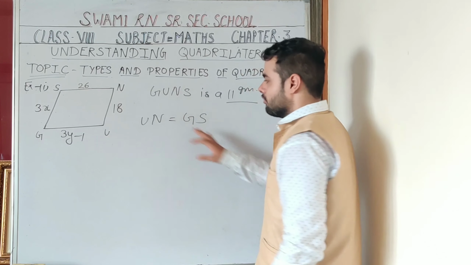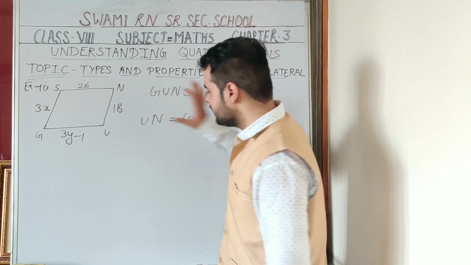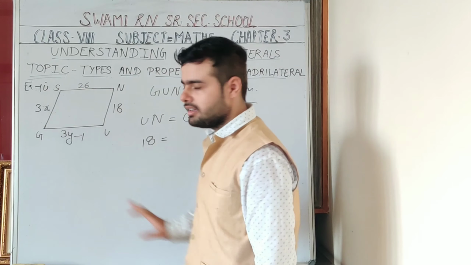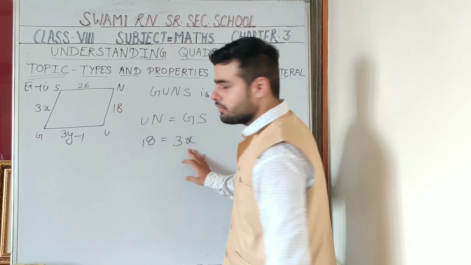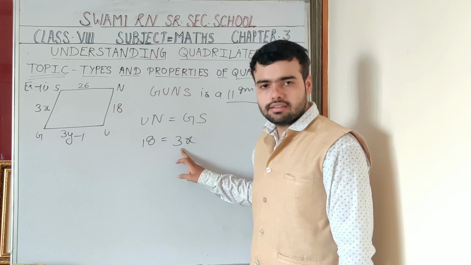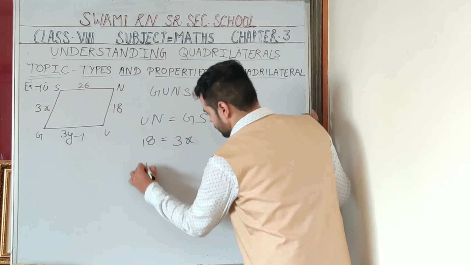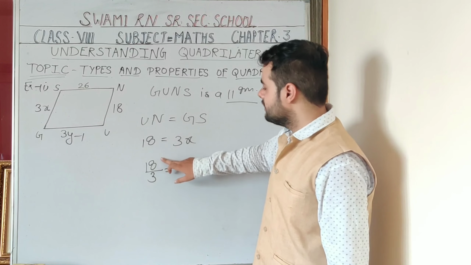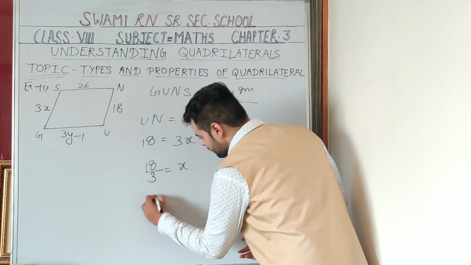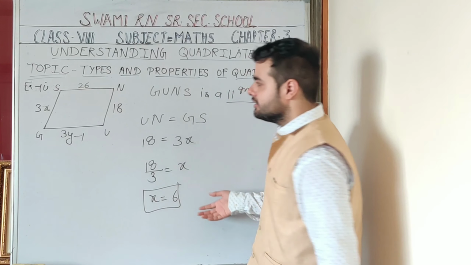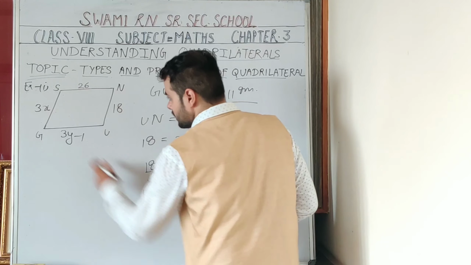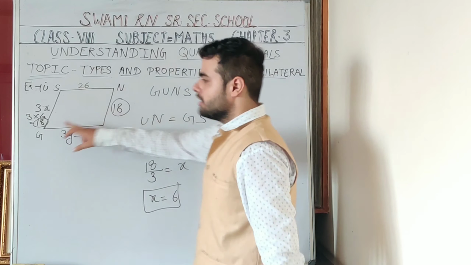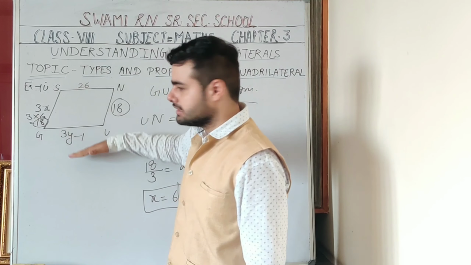Okay. Now what is the value of UN? That is 18. 18 is equal to the value of GS, that is 3x. Okay students. Now we have to find the value of x, so we will send this 3 across to divide. So 18 upon 3 is equal to x. Now the 3 table, 18 comes at 6 times. So the value of x is equal to 6. Okay students. Now when we put that there, 3 sixes are 18, and you can see they both are equal. Now we will take these two sides.